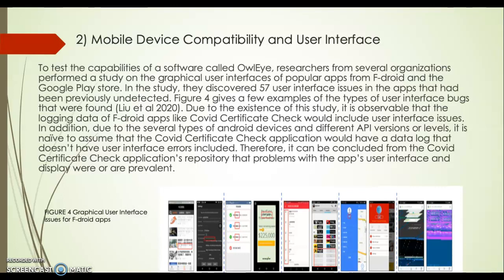Due to the existence of this study, it is observable that the logging data of F-Droid apps like COVID Certificate Check will include user interface issues. In addition, due to the several types of Android devices and different API versions or levels, it is naive to assume that the COVID Certificate Check application would have a data log that doesn't have user interface errors included. Therefore, it can be concluded from the COVID Certificate Check application's repository that problems with the app's user interface and display were or are prevalent.